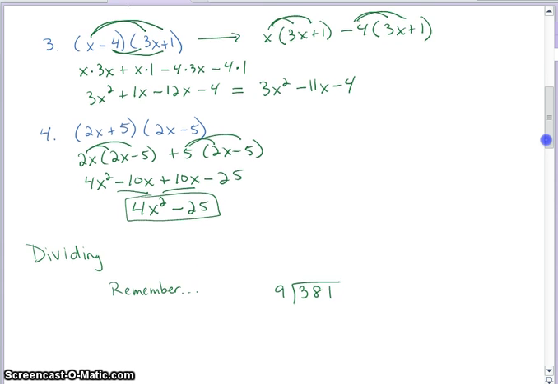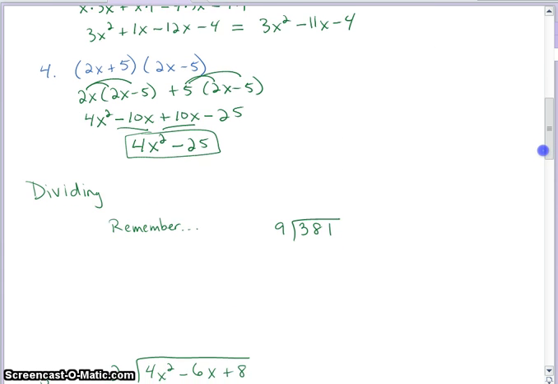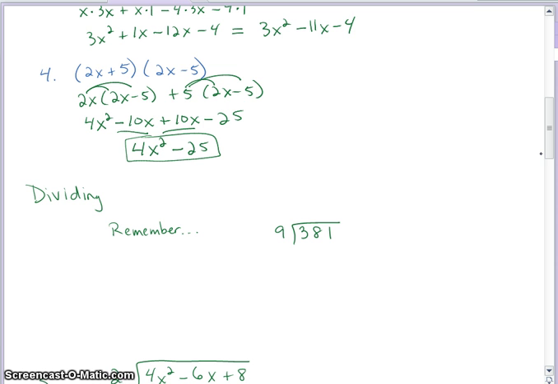Okay, now for the dividing part. So before we divide with polynomials, you first need to remember, how do you long divide anyways? So if I take 381 divided by 9, do you remember what to do? First you're looking for, does the 9 go into 3? No, it doesn't. So does 9 go into 38? It does, 4 times. So then I multiply. And what do I do with the 38 and 36? You subtract them. So I take 38 minus 36, that becomes 2.